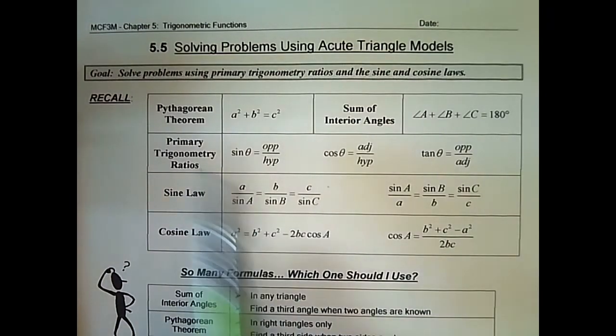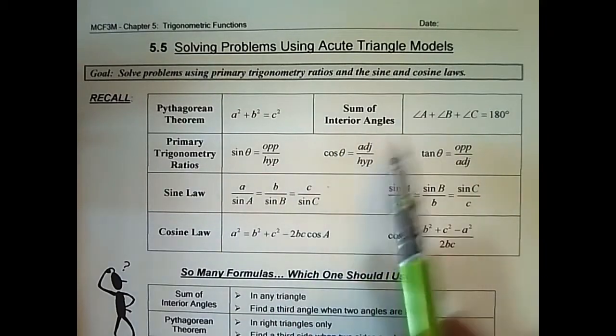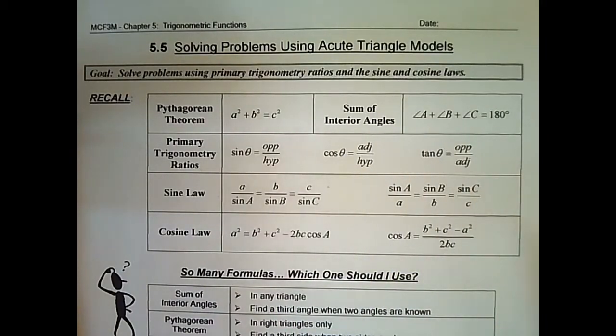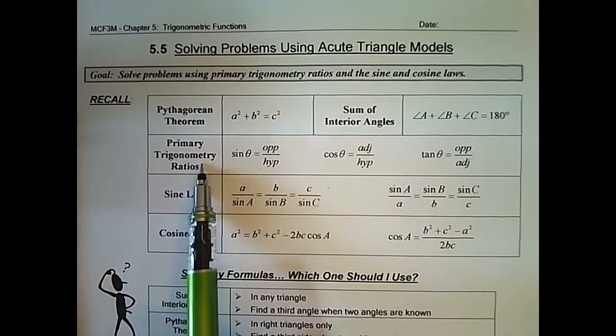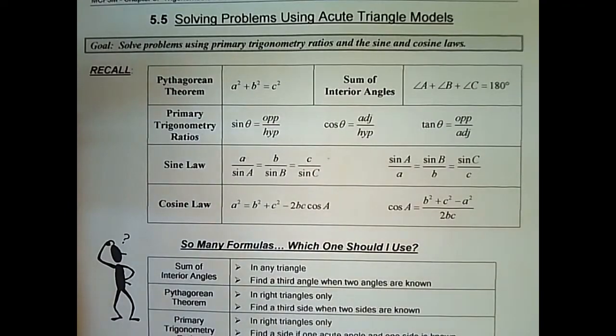We have access to Pythagorean theorem, remembering the sum of interior angles for a triangle adds up to 180 degrees. We remember our primary trig ratios using SOHCAHTOA. We have our sine law and our cosine law. So we've learned all of these this chapter, and we just have to know when to choose which equation for what kind of question.